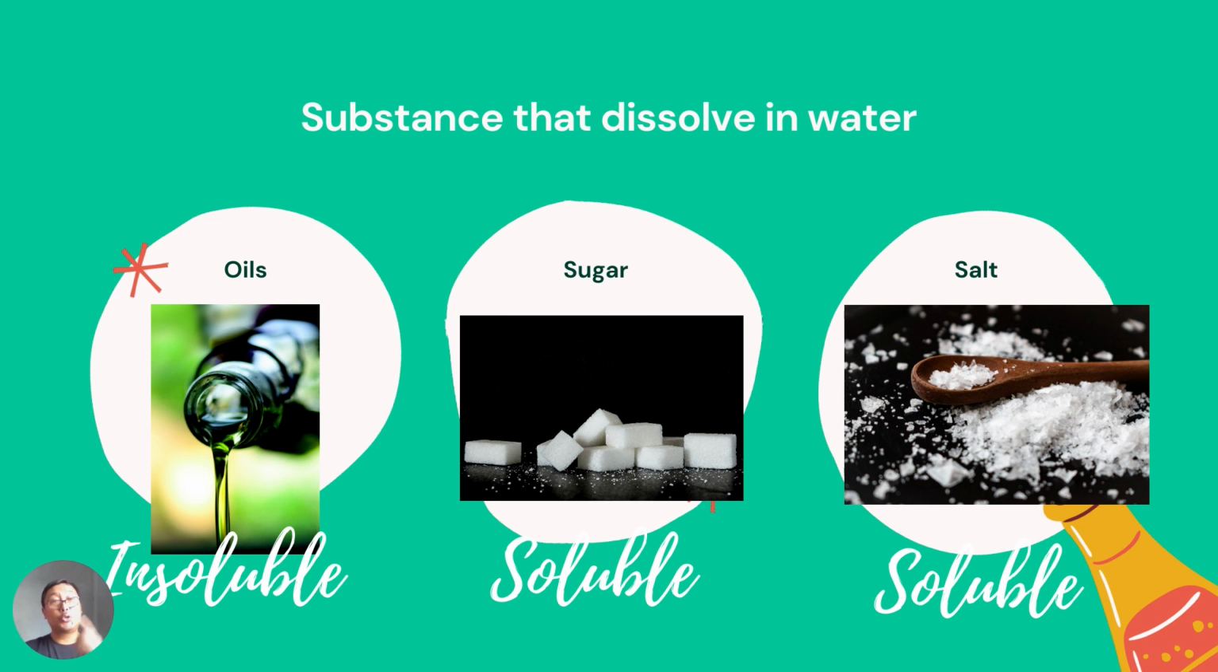And second, sugar. Sugar is a polar substance. Sugar is a carbohydrate. It is made of saccharides, 2 units of saccharides, fructose and glucose. And when we say carbohydrate, it is a compound of carbon, hydrogen, and oxygen. So it has slight charges. So that is what we call polar. So this sugar dissolves in water.